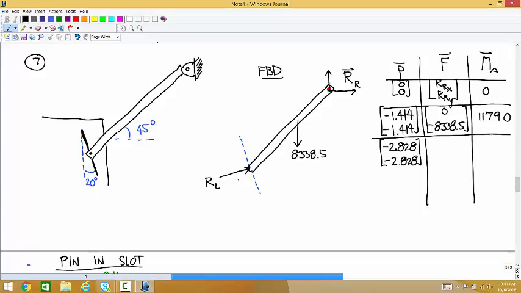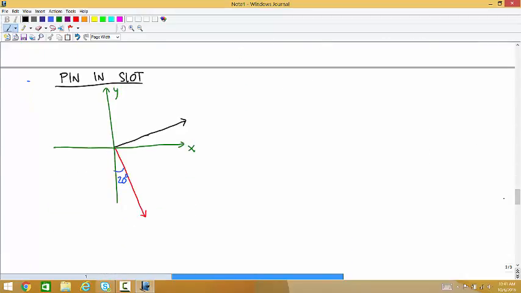Because this force is perpendicular to that slot. So start at the positive x-axis, negative 90, plus 20 puts us at negative 70, plus 90 puts us at positive 20.